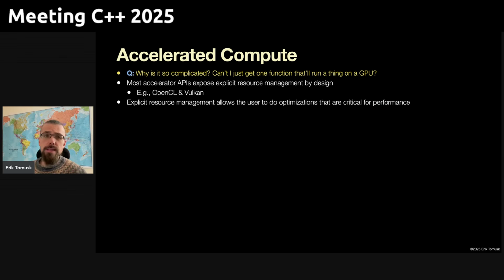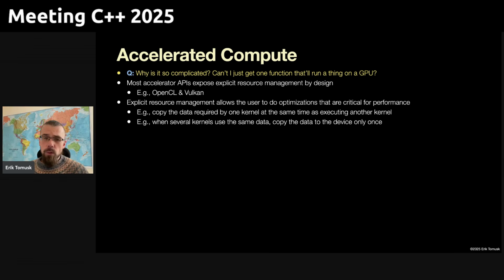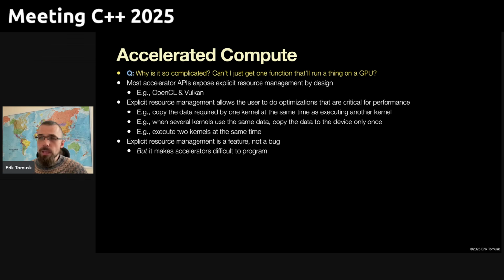And the reason for this is that you need to be able to manage resources explicitly to be able to do optimizations that are critical for performance. And remember, we're doing accelerated compute because we want good performance. And examples of this are things like you can copy data to an accelerator while executing an unrelated kernel. You can copy data to an accelerator once and run several kernels on it. And for some accelerators, you can potentially run 2 kernels at once. So when it comes to accelerator APIs, explicit resource management is a feature. It's not a bug, but it does make accelerator programming really, really difficult.